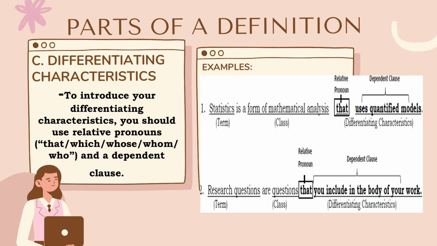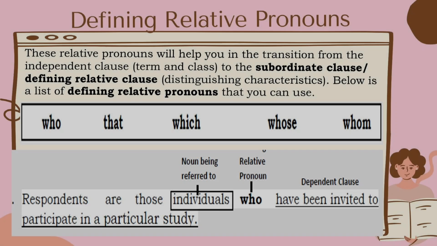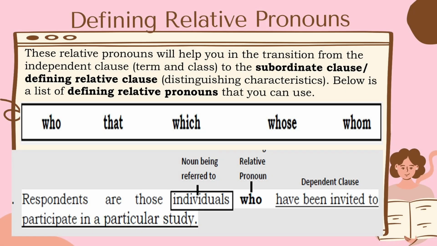Same goes with number 2. Research questions are questions that you include in the body of your work. So that's how we can easily add the relative pronoun, and it should always be followed by the differentiating characteristics. And take note, the differentiating characteristics should always be a dependent clause, meaning it is dependent on the relative pronoun. And as our language focus for this lesson, we have defining relative pronouns.